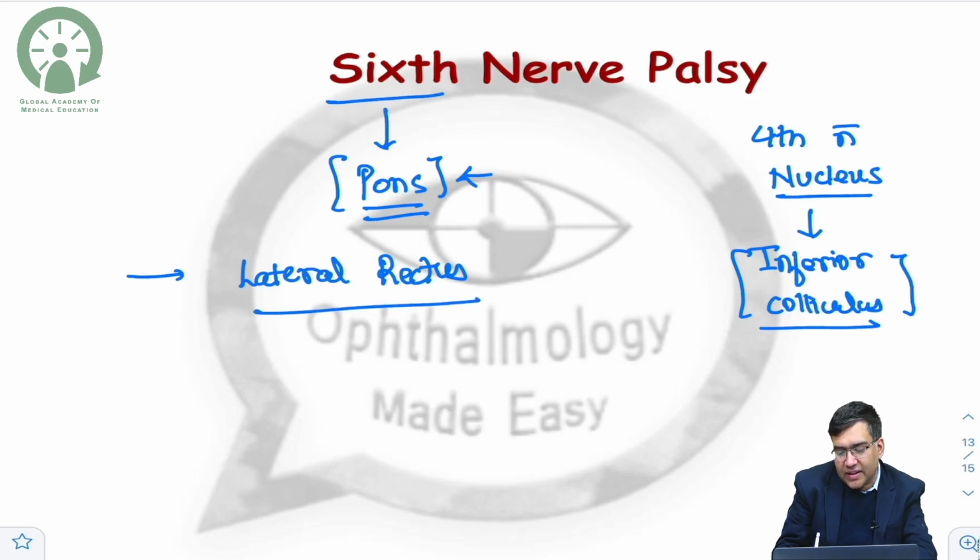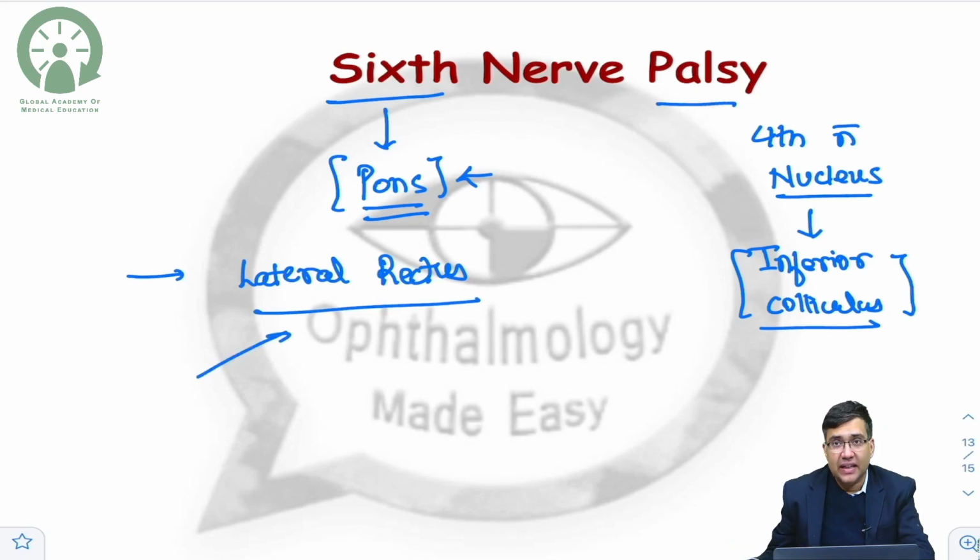So whenever there is a sixth nerve palsy, the damage would be in the lateral rectus. The patient would come with a paralytic squint. Now, the lateral rectus is not acting. What is acting is the third nerve and the superior oblique. The third nerve can cause a medial movement of the eye, a medial squint of the eye.